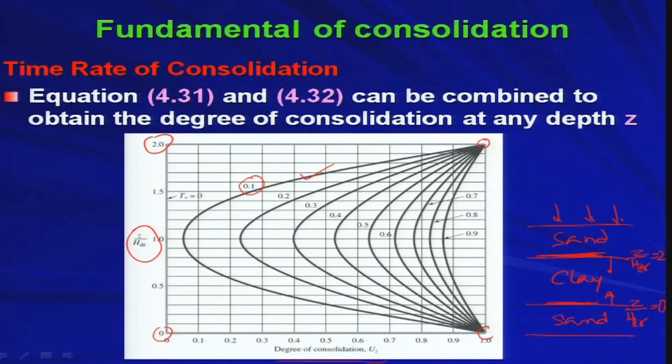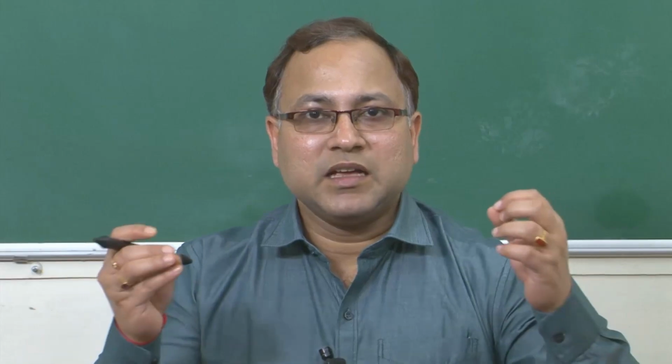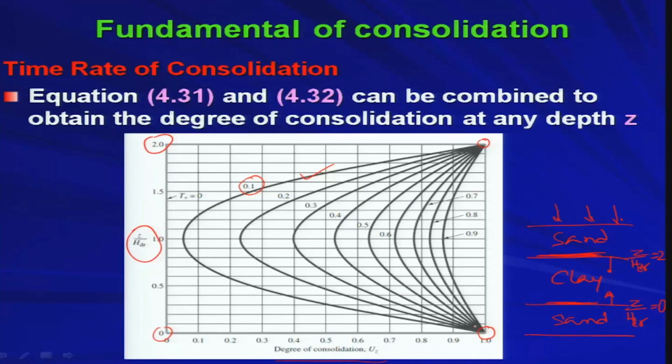Similarly, you will be getting Uz equal to 1 at Z by HDR equal to 0, because water is immediately draining out. So, the excess pore water pressure will immediately become 0, and you will be getting 100% consolidation at those locations, as I told you. Whatever time or time factor you consider, at the interfaces you will always have 100% consolidation. The degree of consolidation will be 100%. So, that is what Uz equal to 1 at the interfaces.